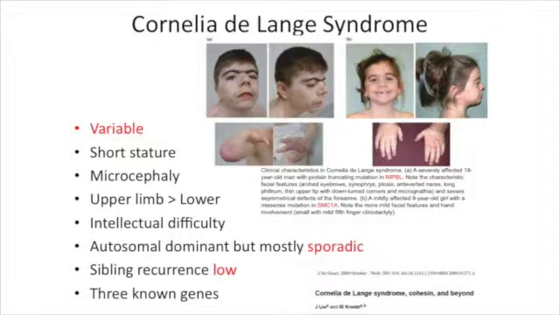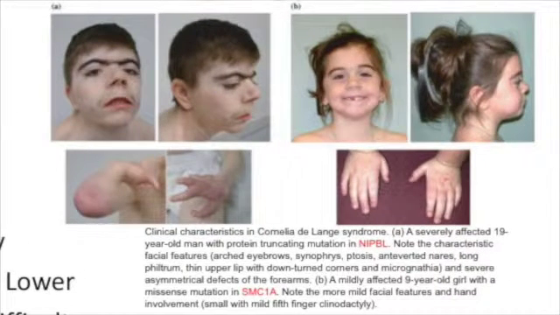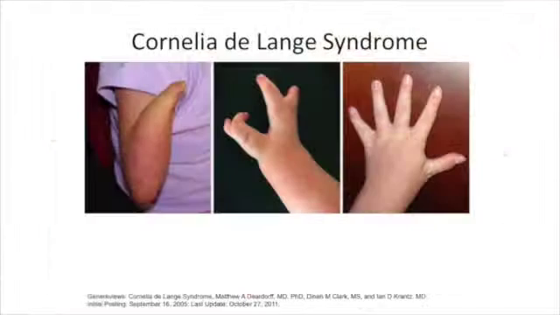And although it is dominant, like Holt-Oram syndrome, most cases are sporadic, which means that the chance of a sibling having a similar condition is very low. And this just shows you, I guess, the variability that we see within this condition. That the boy here, you can see, has a much more significant issue with his upper limb, whereas in fact the findings in this young girl are very mild, and in fact they have differences in different genes. So he has the NIPBL gene involved, and hers is SMC1A. So we see variability within a condition.